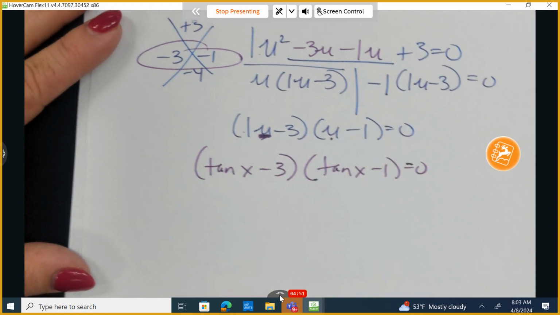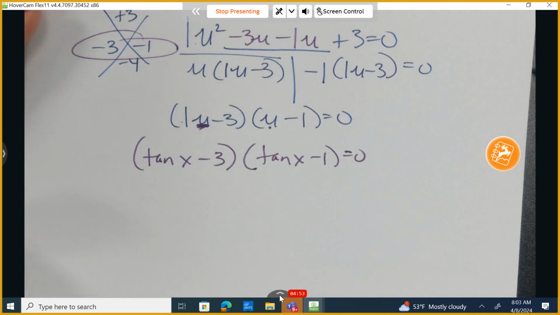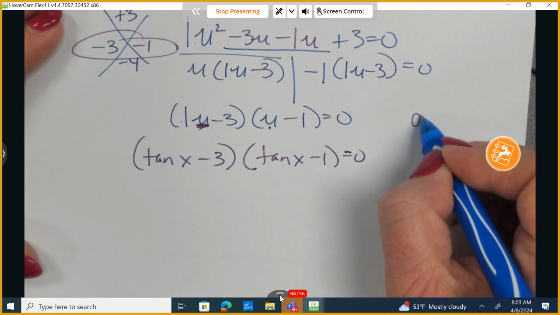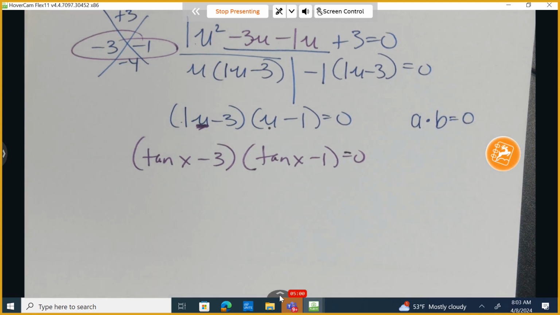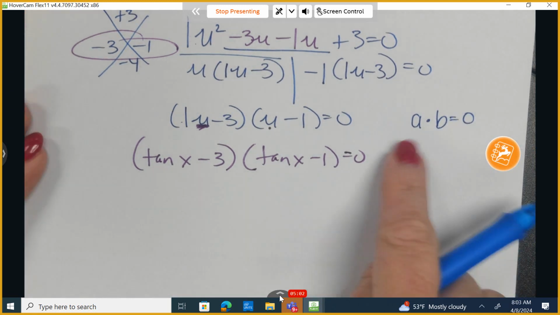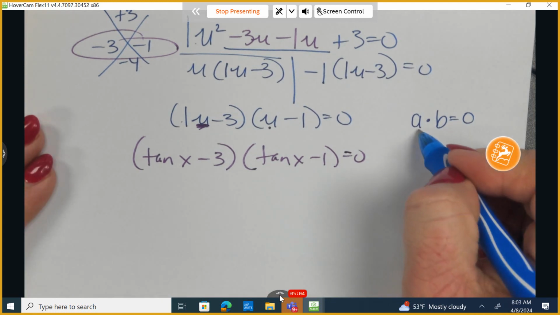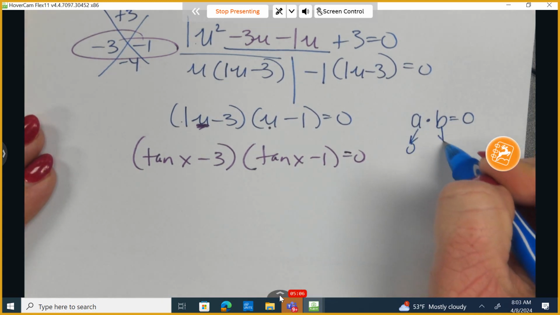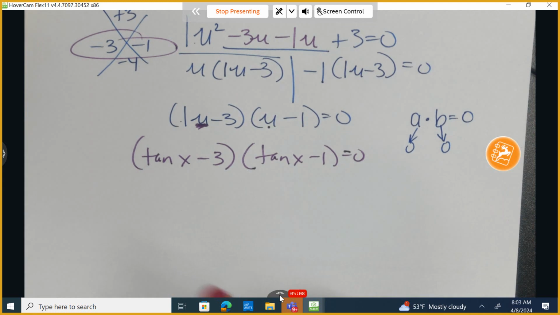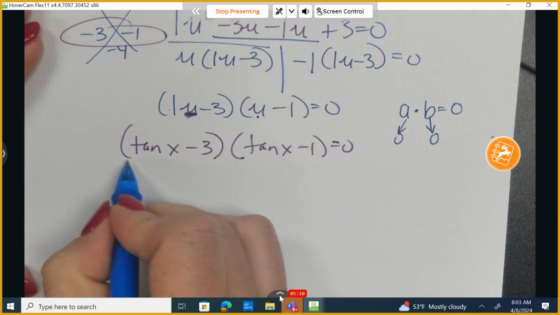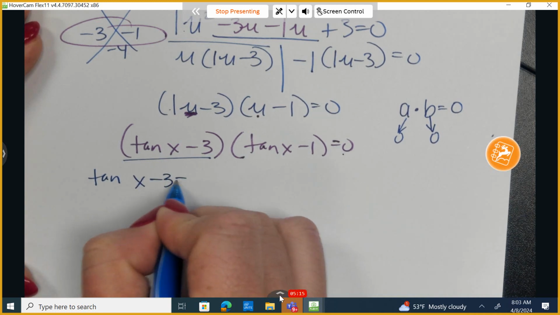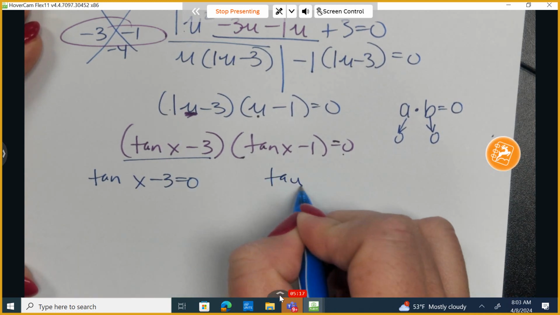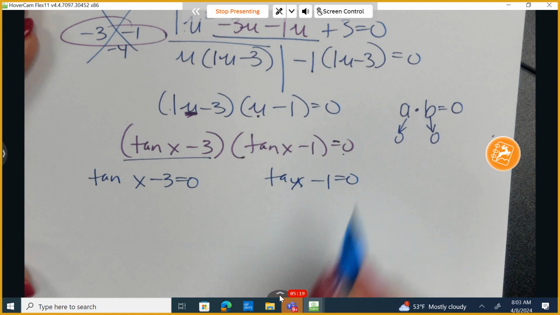As a quick reminder, back to the basics here that you learned freshman year. If I tell you randomly that A times B equals 0, then what are the different scenarios that could make this true? Either A equals 0, B equals 0, or they both equal 0. So we're going to do that exact same thing right now. I'm going to set this equal to 0. Please write down the tangent of x minus 3 equals 0, and the tangent of x minus 1 equals 0.